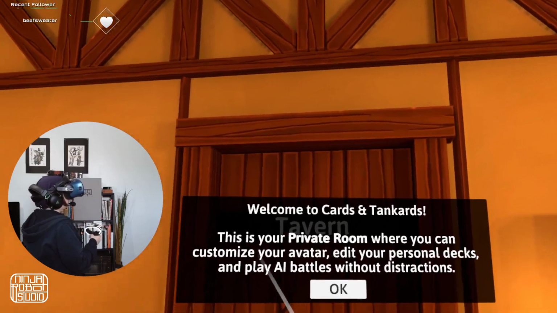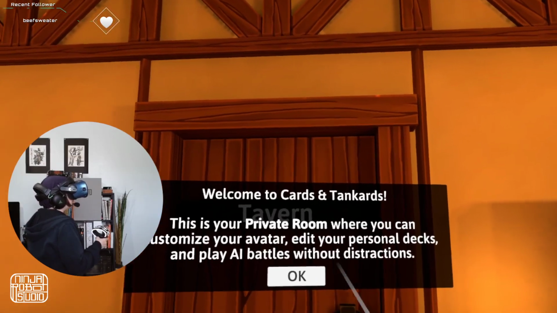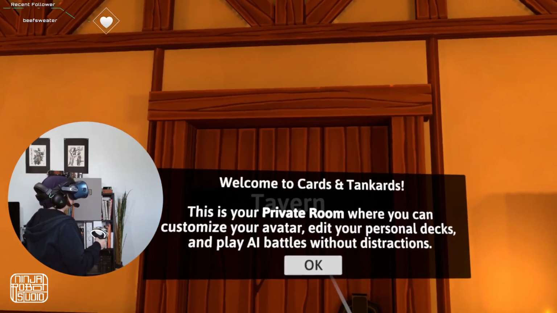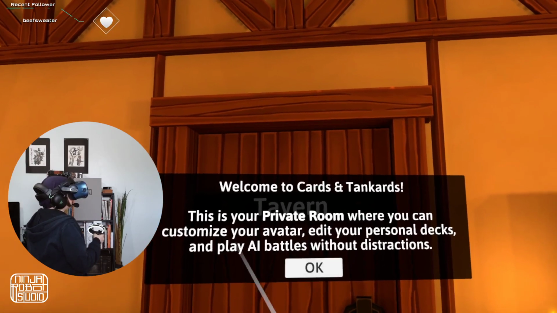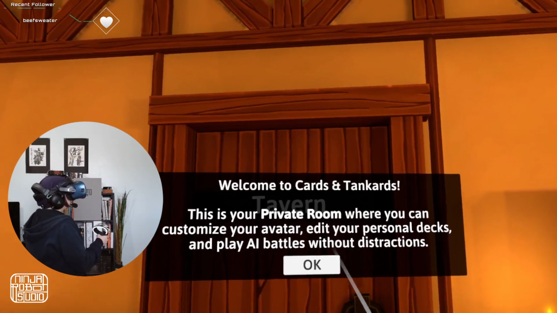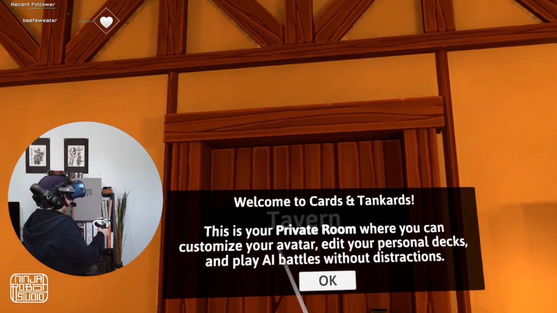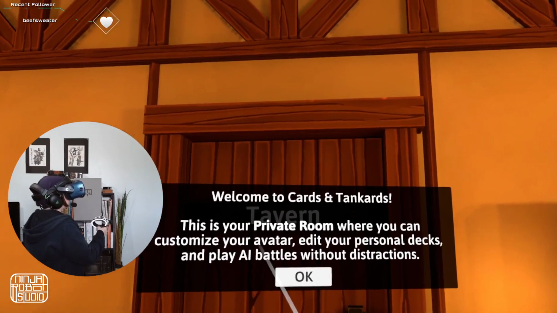So the private room where you can customize your avatar, edit your personal decks, and play AI battles without distraction. Okay. I didn't notice this the first time I was in here. Customize your avatar.